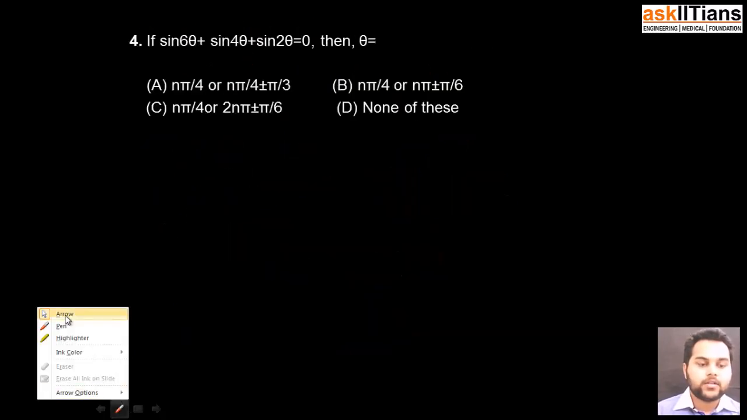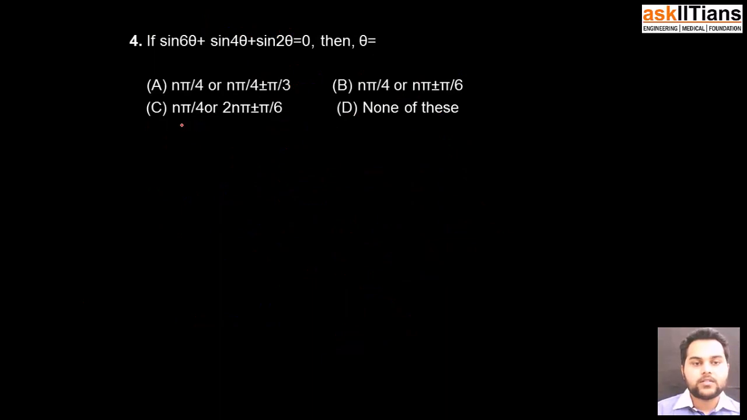Let's proceed to the next question. The next question is sin 6 theta plus sin 4 theta plus sin 2 theta is equal to 0, and I have to solve for theta. I'll combine sin 6 theta with sin 2 theta first. Using sin c plus sin d, that would give me 2 sin of c plus d by 2, that is 6 plus 2 is 8, so 4 theta, and cos of c minus d by 2, that is 6 minus 2 is 4, so 2 theta, plus sin 4 theta is equal to 0.